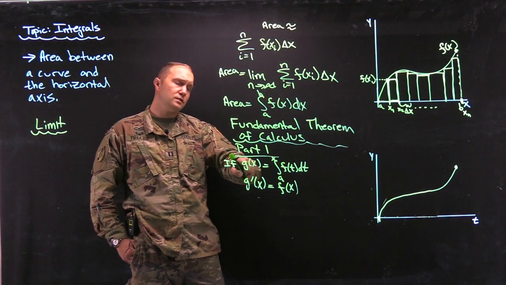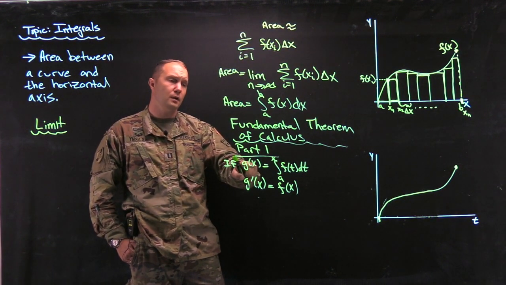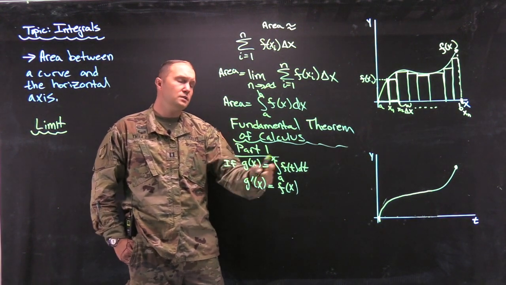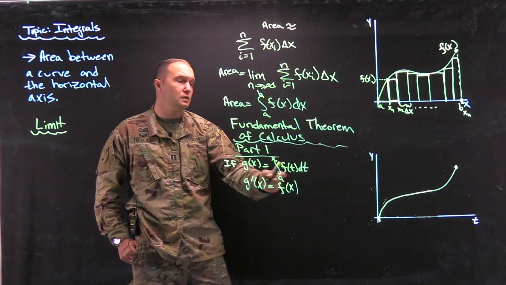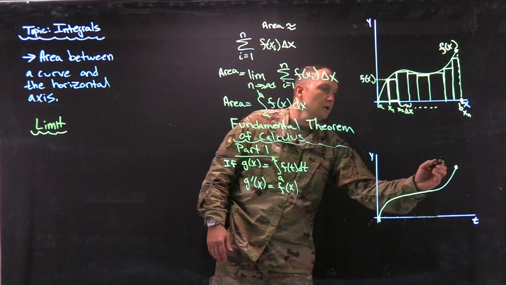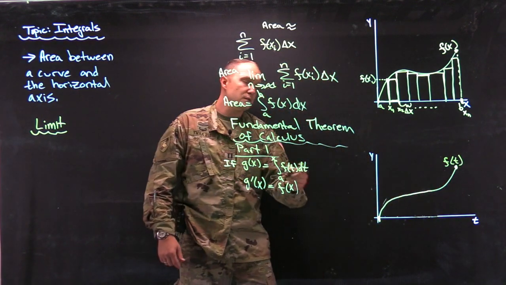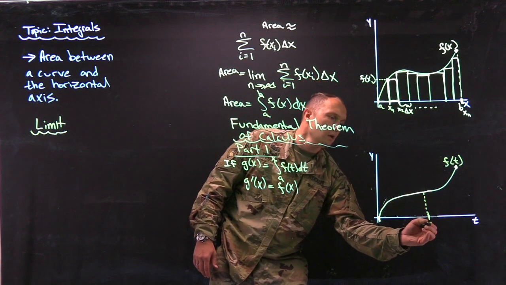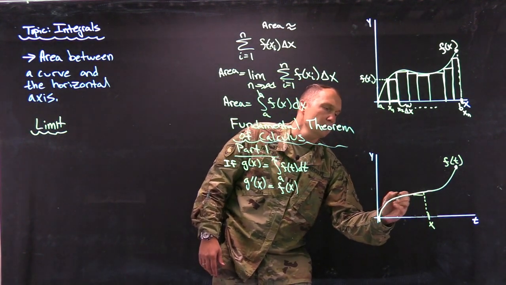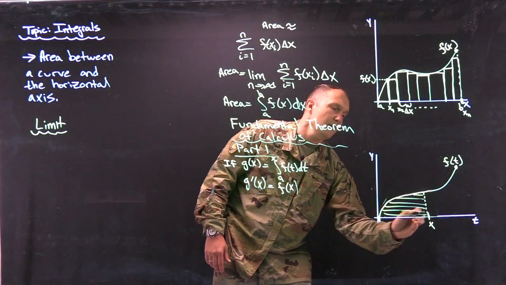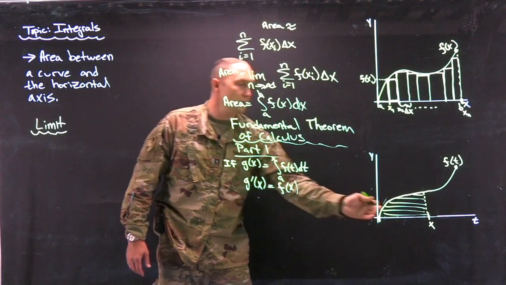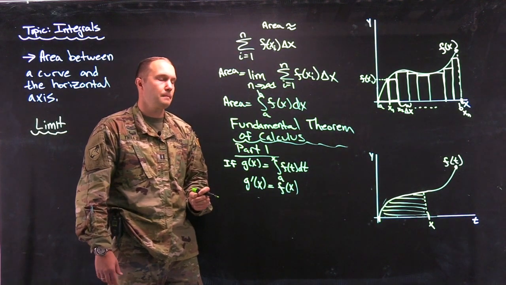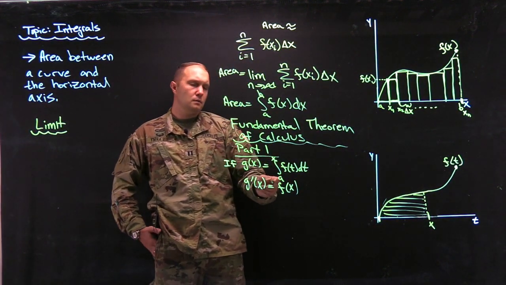Well, let's look and see what g of x is, and notice where the independent variable lies. The independent variable lies in what is called the limit of integration, right, x. So what does this expression mean? This expression, the integral from a to x of f of t dt, if this is our curve f of t, gives us the area between f of t and the horizontal axis to some point x. So this function g of x, when we input this value x, our output is the area between f of t and the horizontal axis.